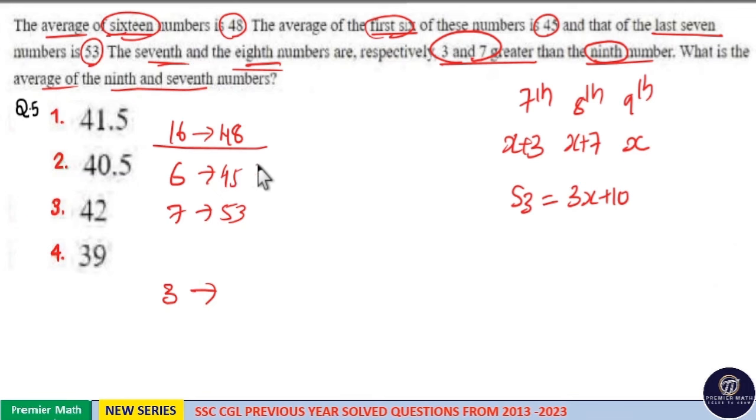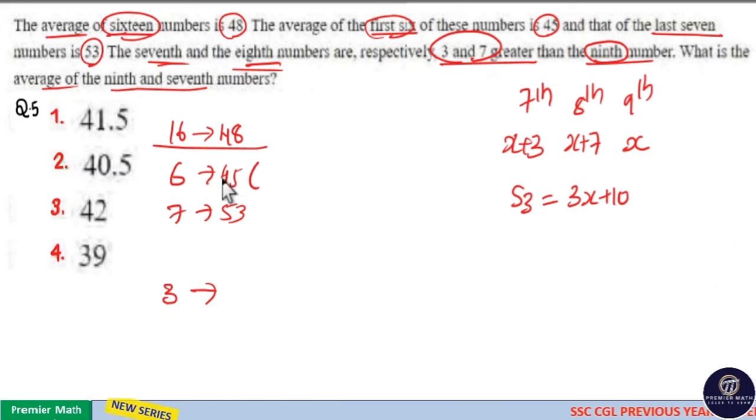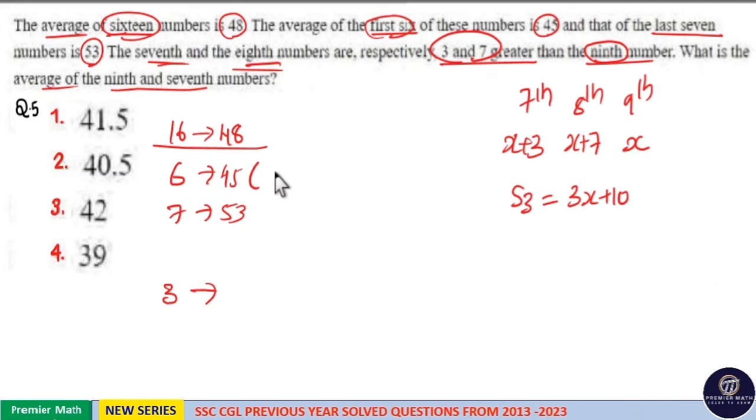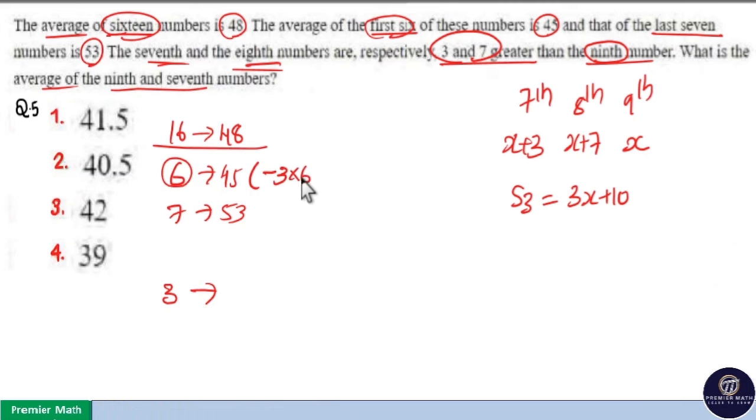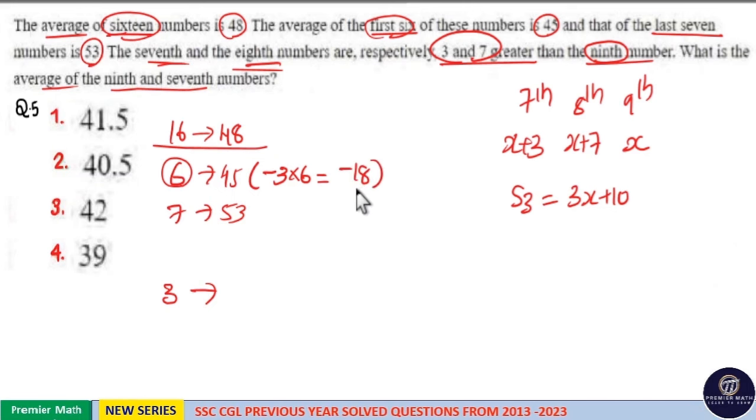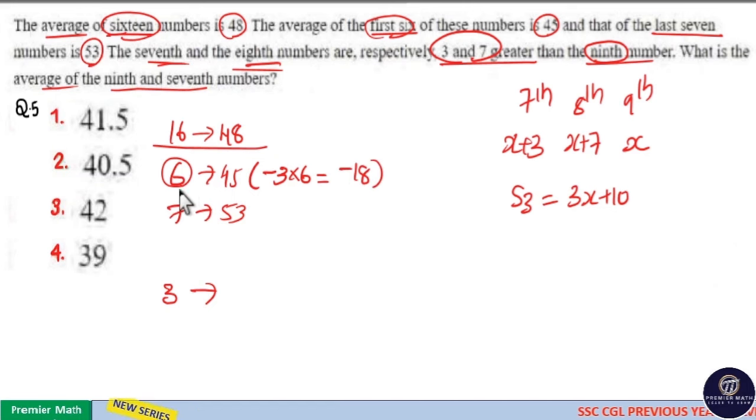To find that, here the average of 6 numbers is 45, which means this 45 is 3 less than 48. So this 3 decrement in average is for the 6 numbers. So 3 into 6 is 18, the total decrement in the sum of these 6 numbers.